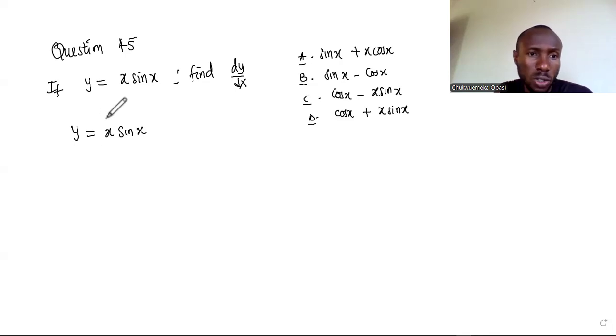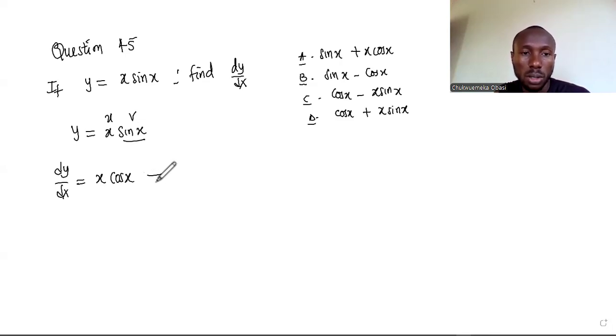So here I'll assume my x is the u and my sine x is the v. So differentiating y with respect to x is simply you hold your x, which is your u, and you differentiate the v, which is sine x. When you differentiate sine x, you get cosine x, which is cos x. Then plus, now you want to hold the v, which is the sine x, and now you differentiate the u, which is x. When you differentiate x with respect to x, you just get 1.